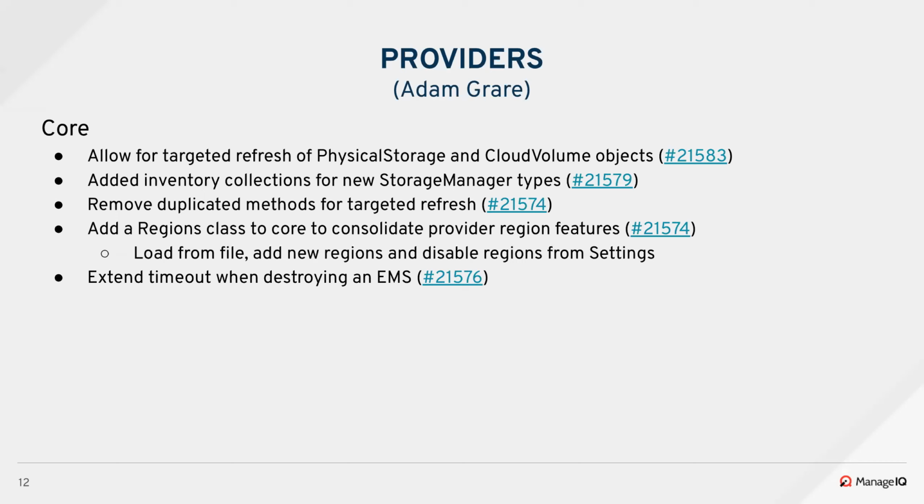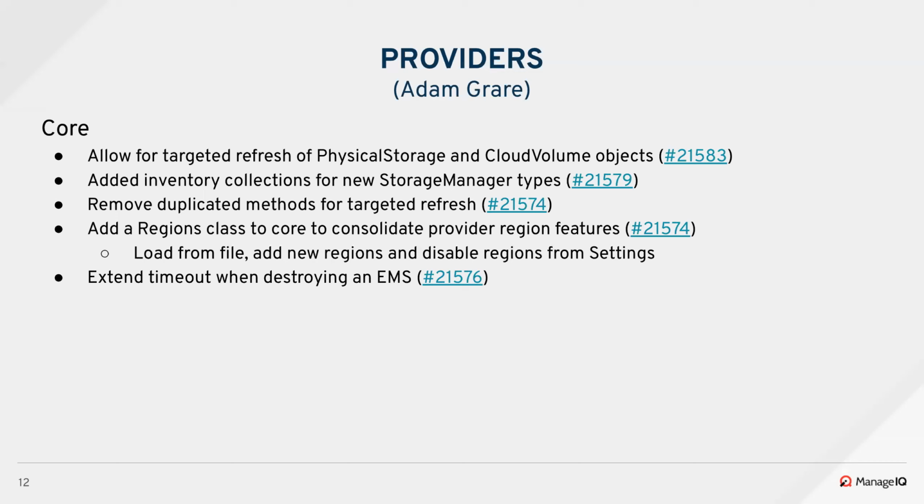I also added a region class to core. So in addition to the targeted refresh duplication, there was a lot of duplication for region handling. So now core will allow you to specify regions in a YAML file automatically, and also moves the handling for adding additional regions in settings as well as disabling regions. All of that is handled in core now.